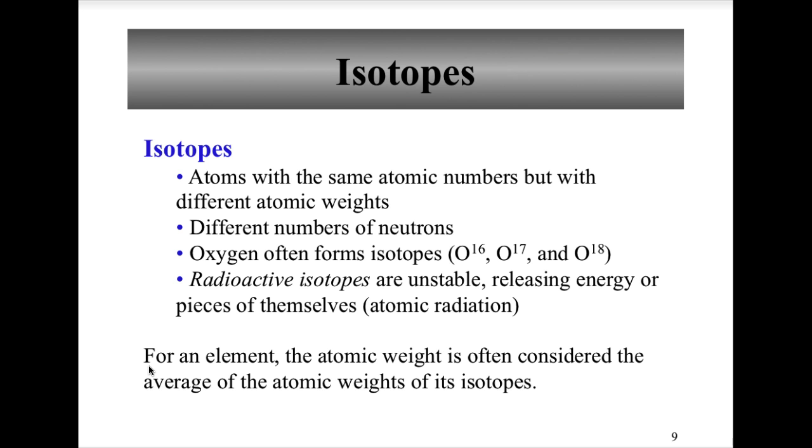Radioactive isotopes have many biological uses. You can see radioactive isotopes used in anatomy and physiology. They can be used as tracers for diseases or problems, x-rays, and so on and so forth. For an element, the atomic weight is often considered the average of the atomic weights of its isotopes.